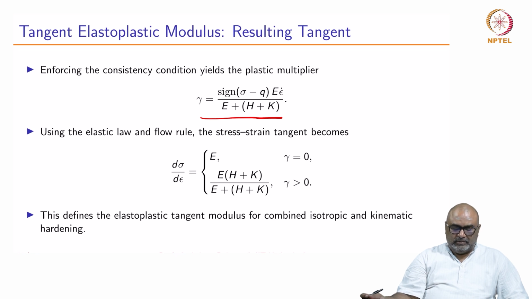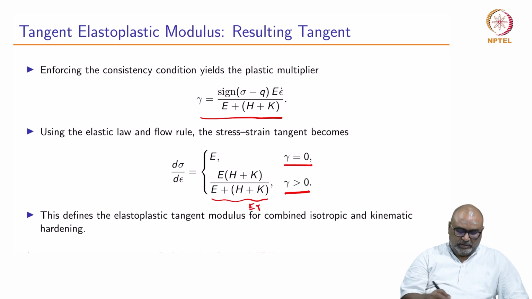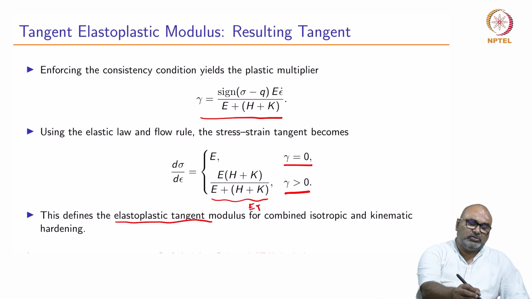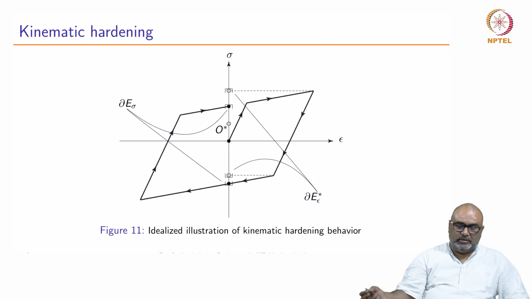So, d sigma by d epsilon is equal to E when gamma is equal to 0, and when gamma is greater than 0, E times h plus k divided by E plus h plus k is defining the tangent modulus. So, this is the tangent modulus or elastic plastic tangent modulus for combined isotropic and kinematic hardening.